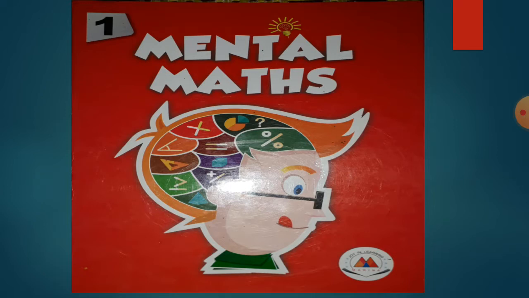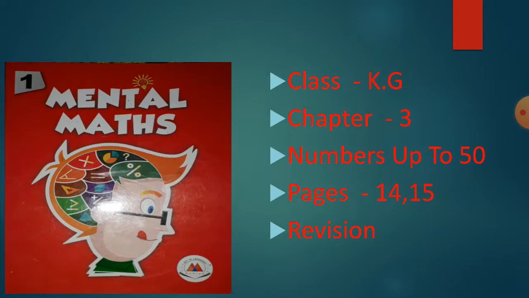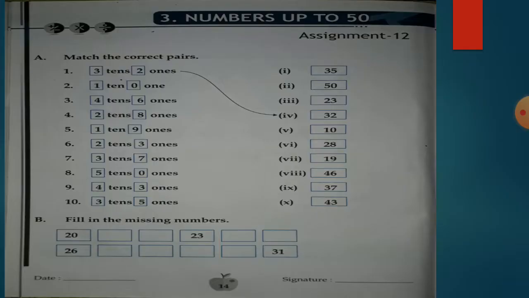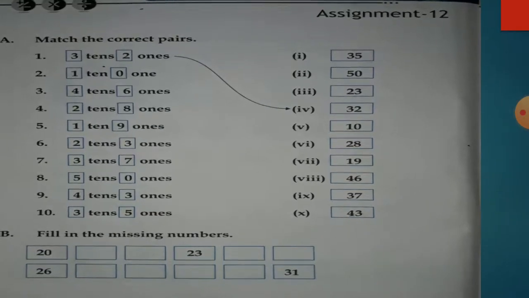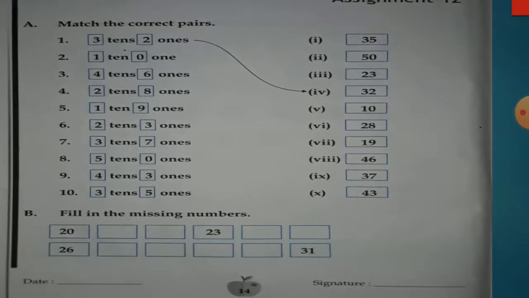So take out your mental maths book. See, children, chapter 3, numbers up to 50, pages 14, 15. Children, now we will be doing division mental maths. So open page 14.